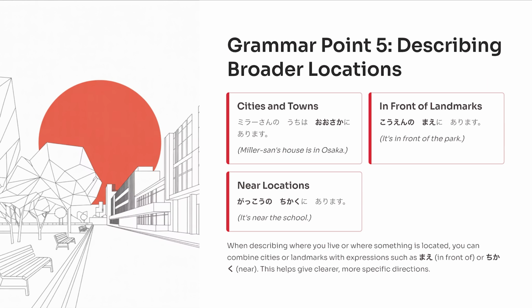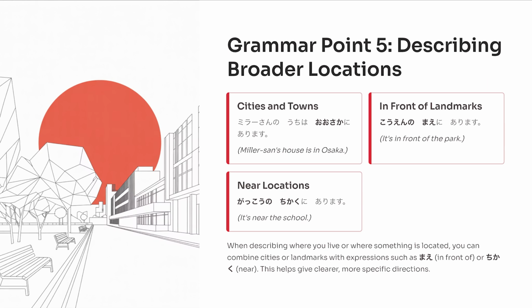So far, we've learned how to describe exact positions like next to or in front of something. We can also describe locations on a broader scale by mentioning a city or a nearby landmark. For example, ミラーさんの家は大阪にあります. This means Miller-san's house is in Osaka. Here, the particle ni indicates the city where the house is located. We can also use landmarks to help someone understand a location more easily. For instance, 公園の前にあります means it's in front of the park.